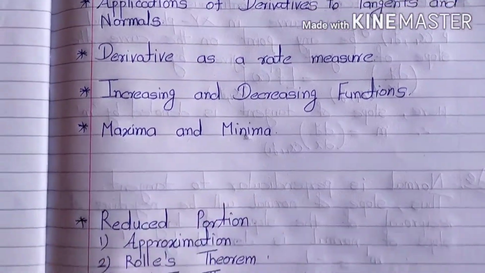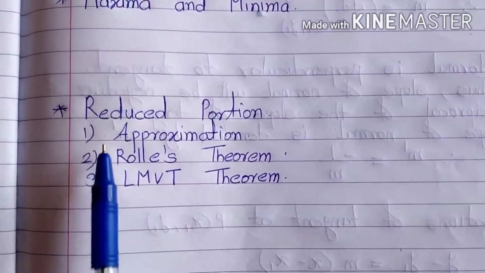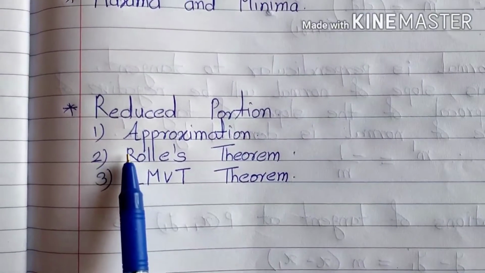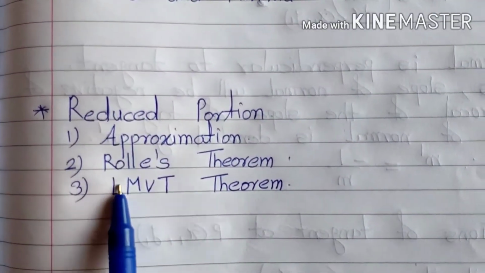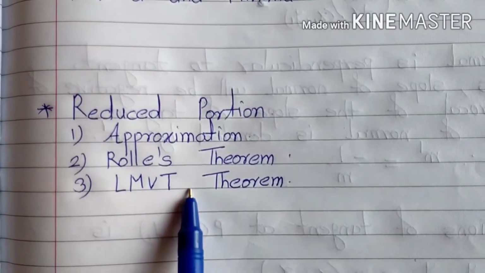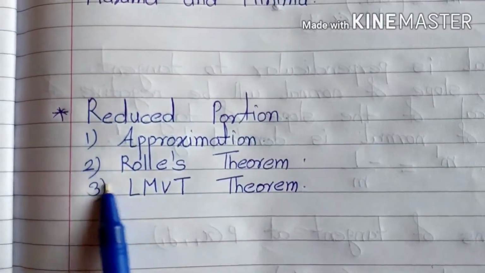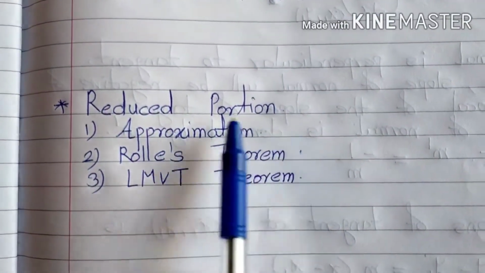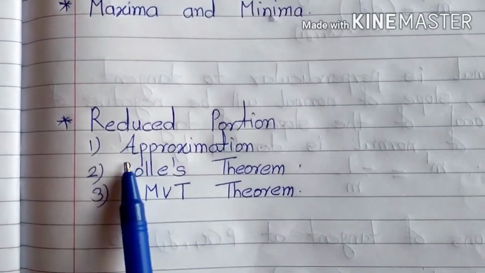Student, remember here are some reduced portions from our syllabus. First is approximation, second Rolle's theorem, and third Lagrange's mean value theorem. This syllabus is reduced from our textbook. So please note that.